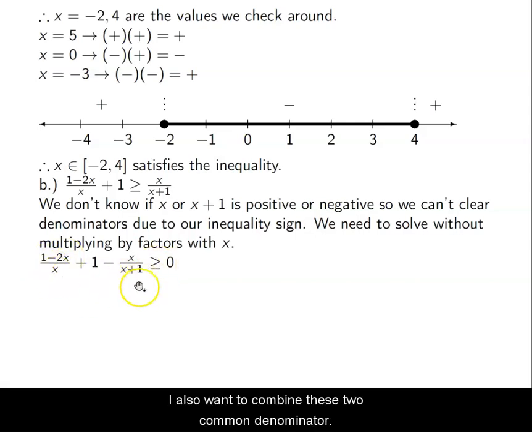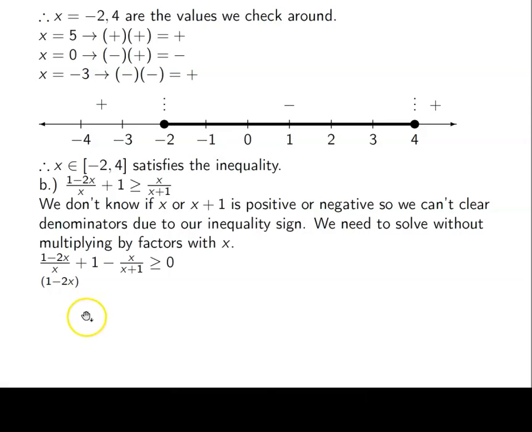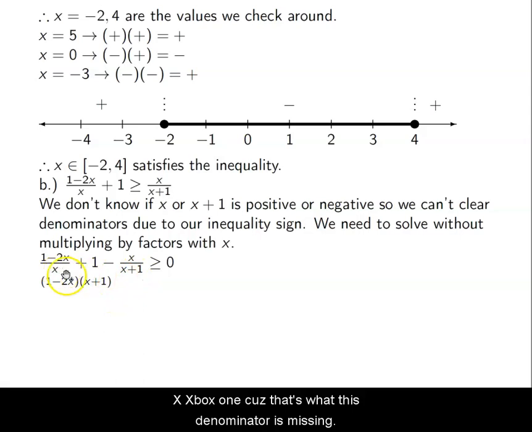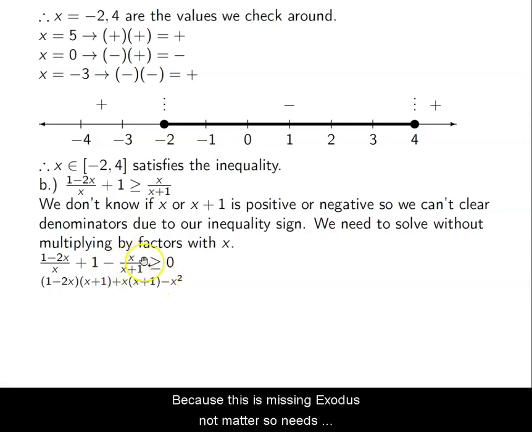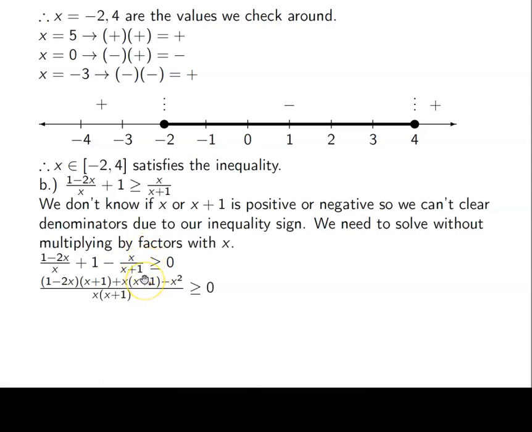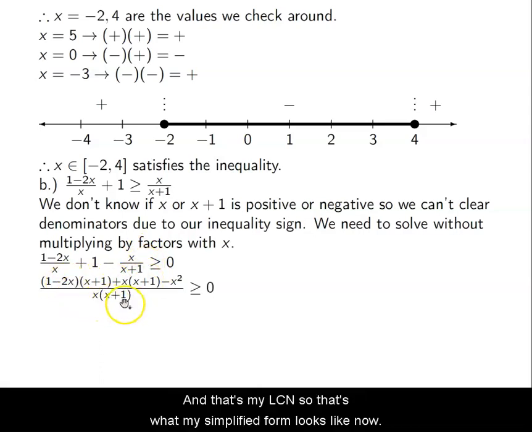But I also want to combine these to a common denominator, okay? So I'm going to have 1 minus 2x times x plus 1, because that's what this denominator is missing in order to have my LCM, okay? I'm going to add to that x times x plus 1, because my 1 is basically my LCM over my LCM. And I'm going to subtract x squared, okay? Because this is missing x in the denominator, so it needs an x over x term, okay? And that's my LCM. So that's what my simplified form looks like.